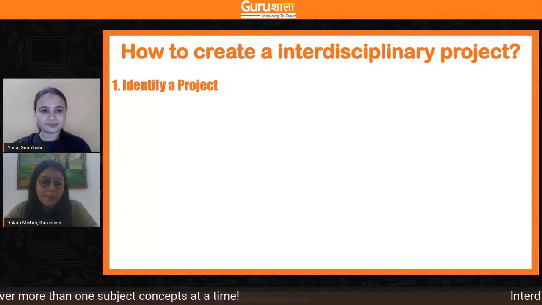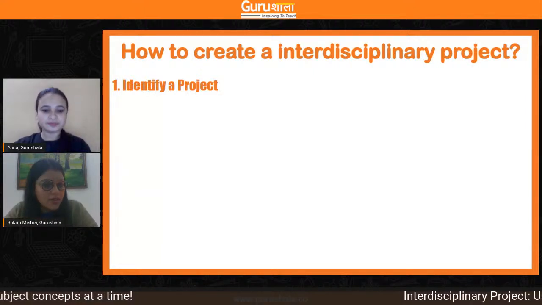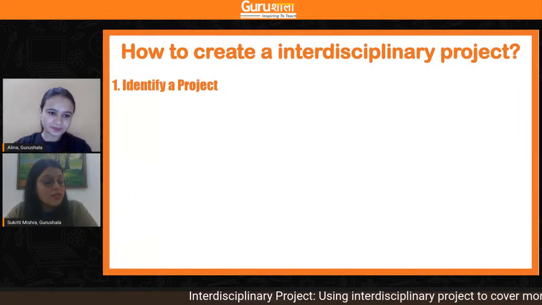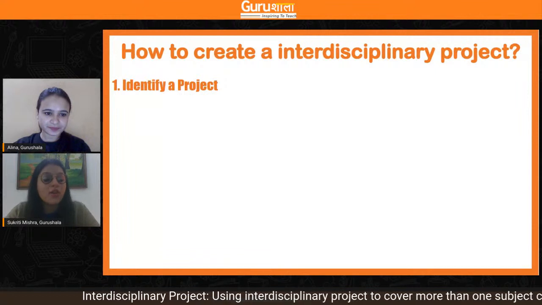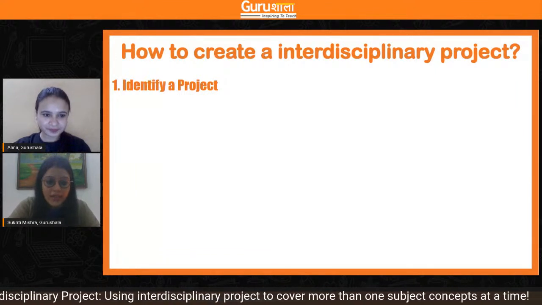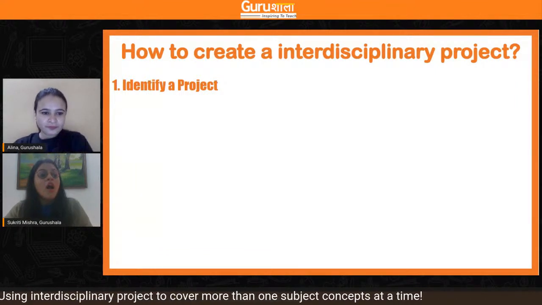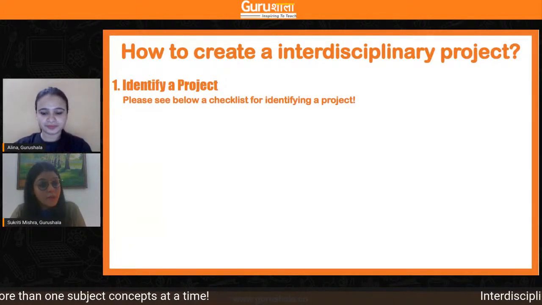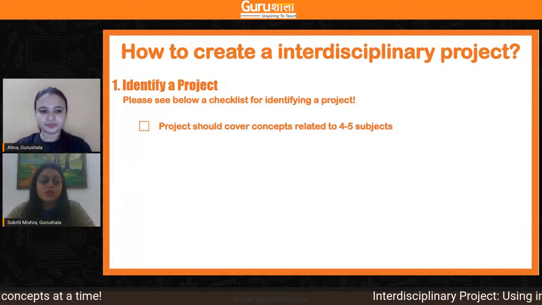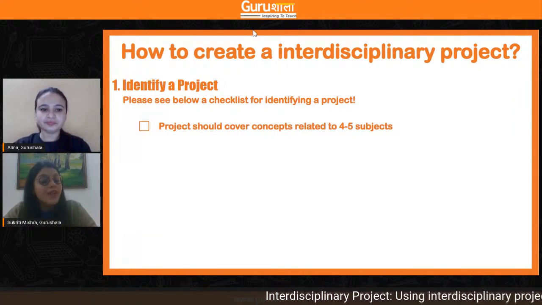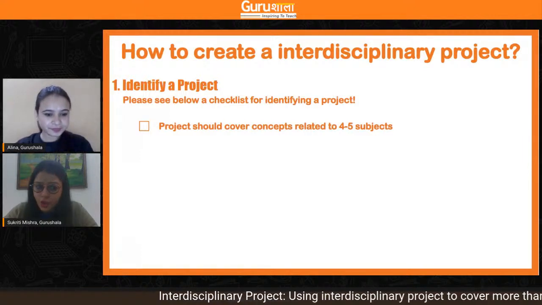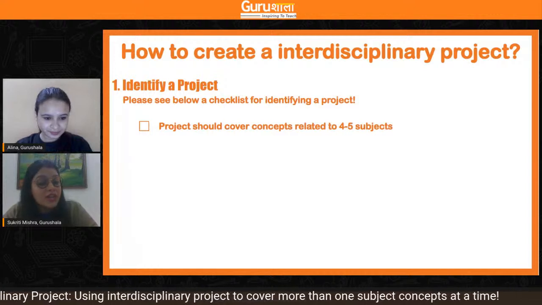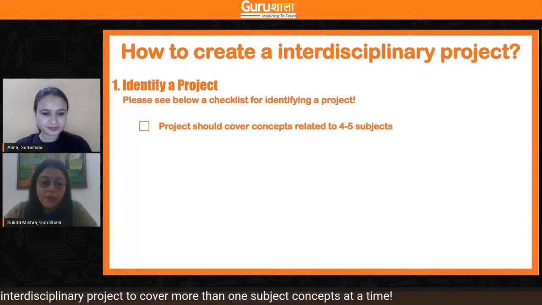So the first step to create an interdisciplinary project is to identify a project. Like we always stress that it is important that first you do your planning and your identifying before you dive into any activity, as teachers as well as students. So Alina, let's see what the different steps are for identifying a project. So here, as you can see on your screen, there will be a checklist, and in this checklist there will be different options, among which even if 4 options are ticked in the checklist, you can go ahead with your project, whichever project you plan.